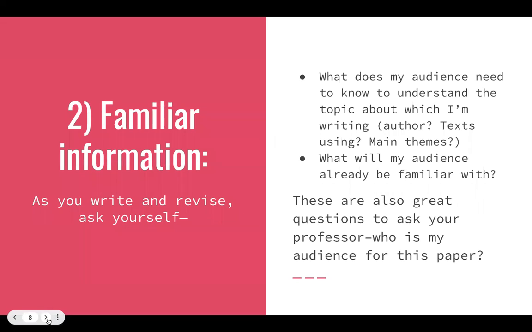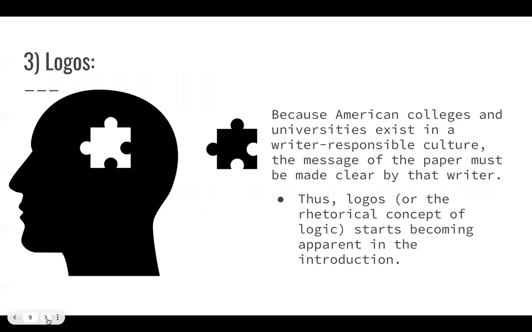As you write familiar information and as you revise it, you should ask yourself, what does my audience need to know about to understand the topic about which I'm writing? Author, texts, main themes, etc. And then, what will my audience already be familiar with? These are also great questions to ask your professor. Who is my audience for this paper?